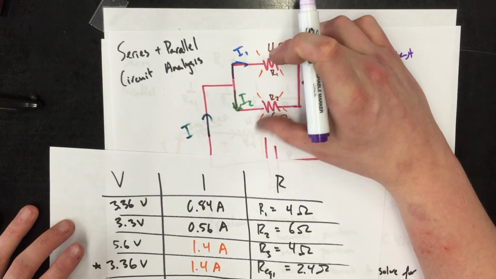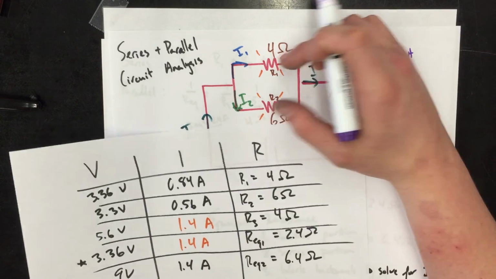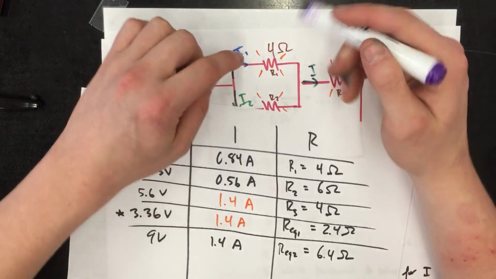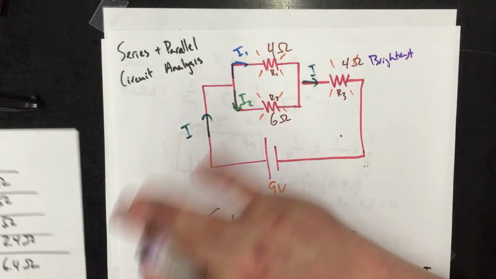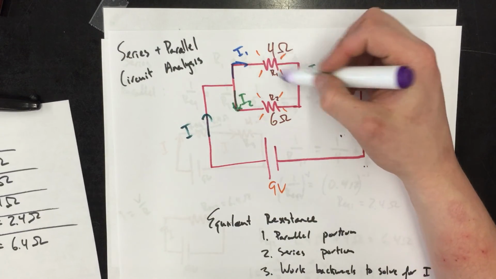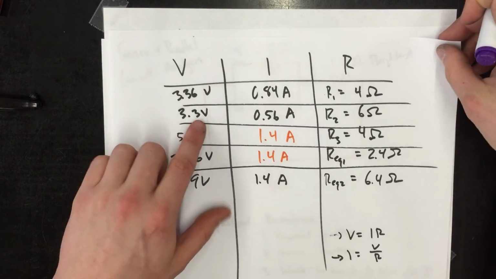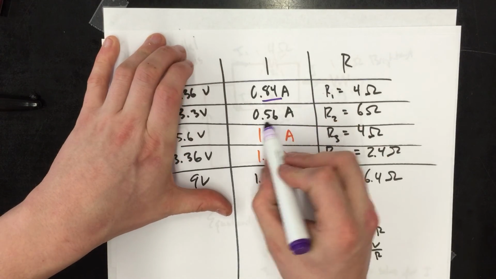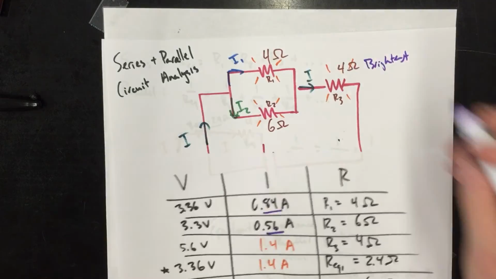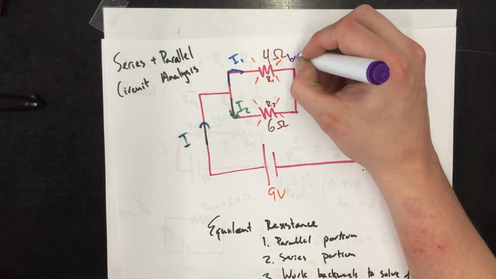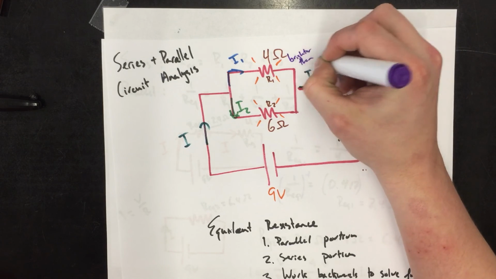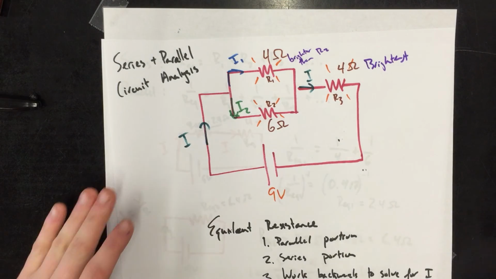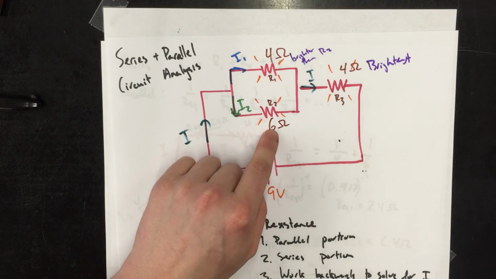But what about of these two? Which one would be brighter? Well, current goes through the path of least resistance. I would expect, before even doing any calculations, that R1 would receive a larger current. Is that what we see? R1 receives 0.84, R2 gets 0.56, so this would be brighter than R2. And this one would be least bright.